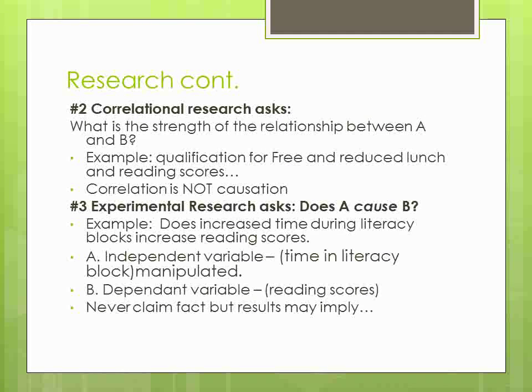Other types of research are correlational and experimental. Correlational research asks different questions. For example, what is the strength of the relationship between A and B? For example, qualification for free and reduced lunch and reading scores. Is there a relationship between students who qualify for free lunch and their reading scores by the end of 5th grade? Remember that correlation is not causation.